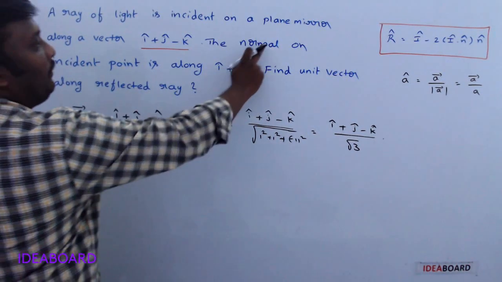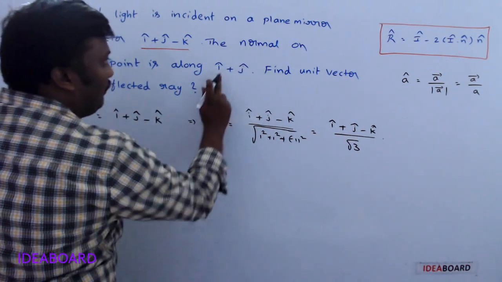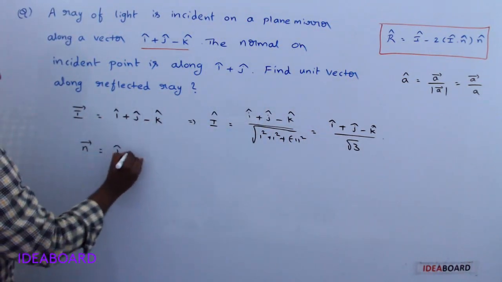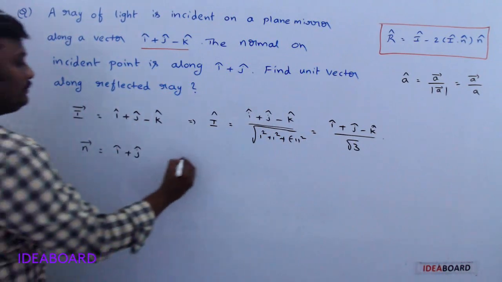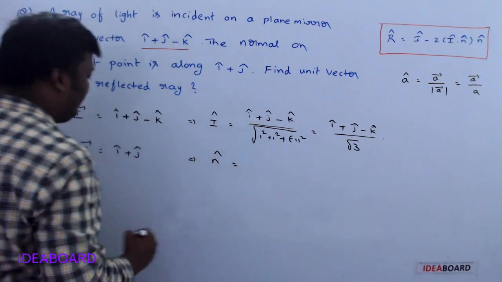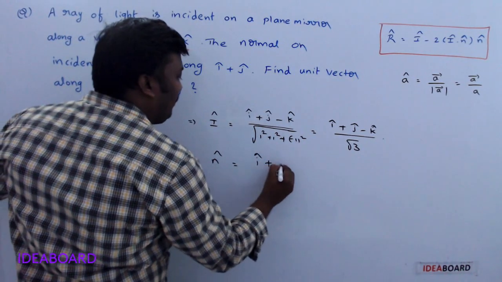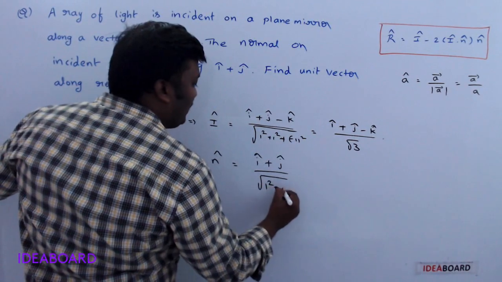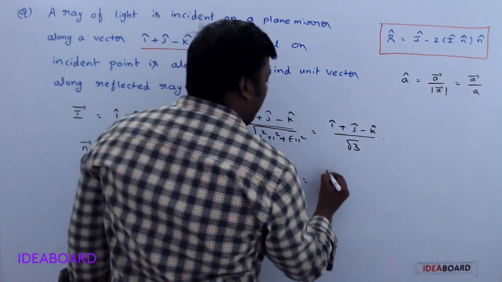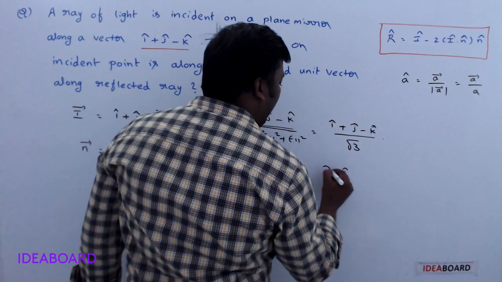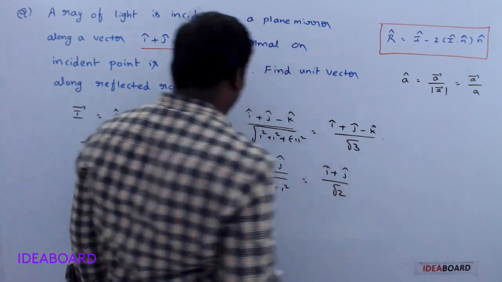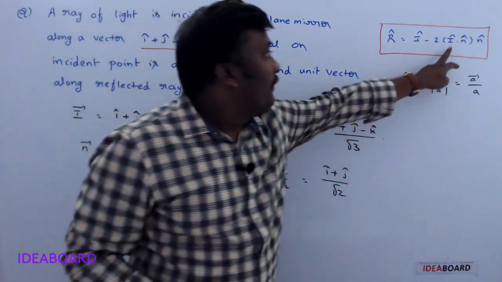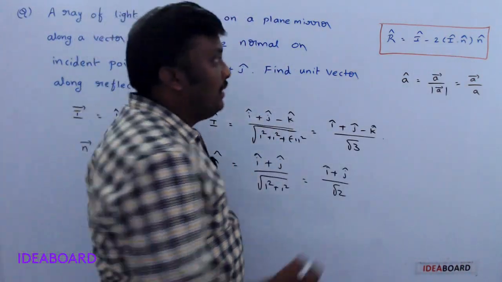And the normal has a value. What is the value of the normal? n bar is equal to i cap plus j cap, given. So the value of n cap now becomes i cap plus j cap by under root of the coefficients, 1 square plus 1 square. That means i cap plus j cap by root 2. Now we have the i cap value and n cap value. First of all, find i bar dot n cap.